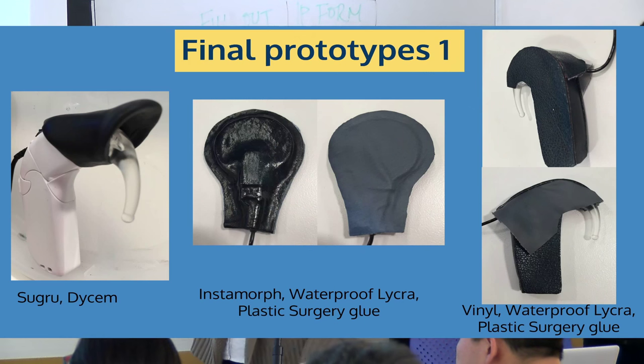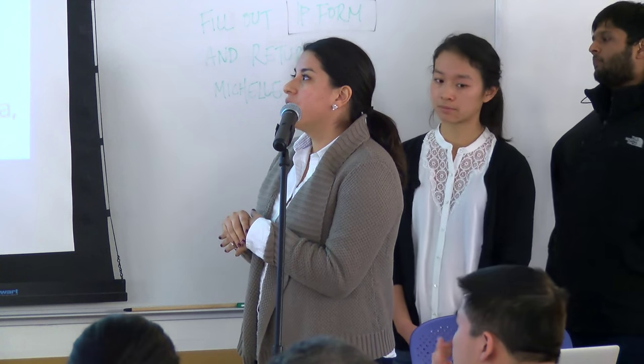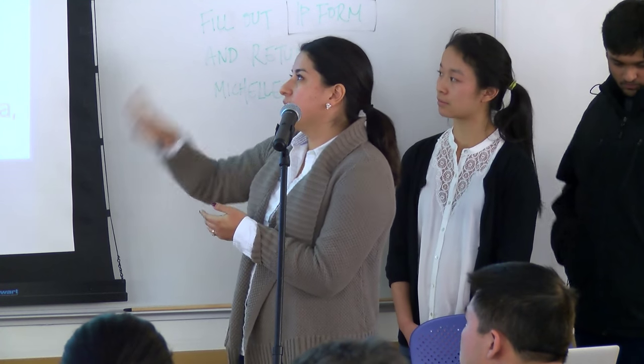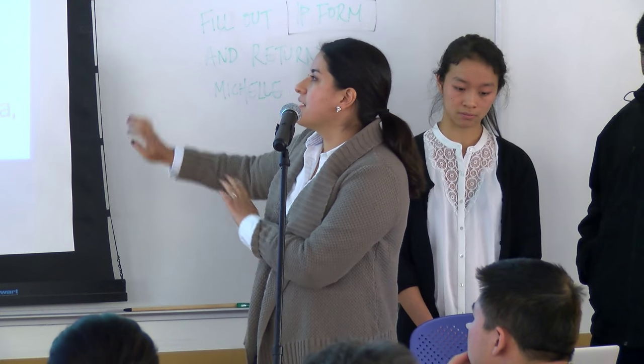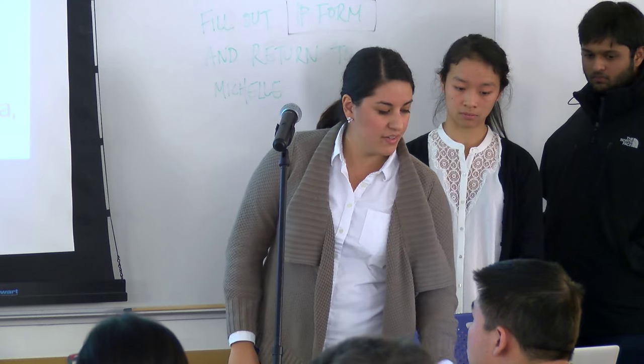Okay, so then on to our final prototypes, kind of the next round. So on the left is a new version of the sound blocking with Sugru, but with a lot less Sugru, so it's a lot less heavy. And then we incorporated Dysum, which is a material that provides grip, because we were having an issue with it falling off the implant. The middle part is the coil cover, so we did end up using black Instamorph with a back cover, and then a vinyl cover for the water cover.